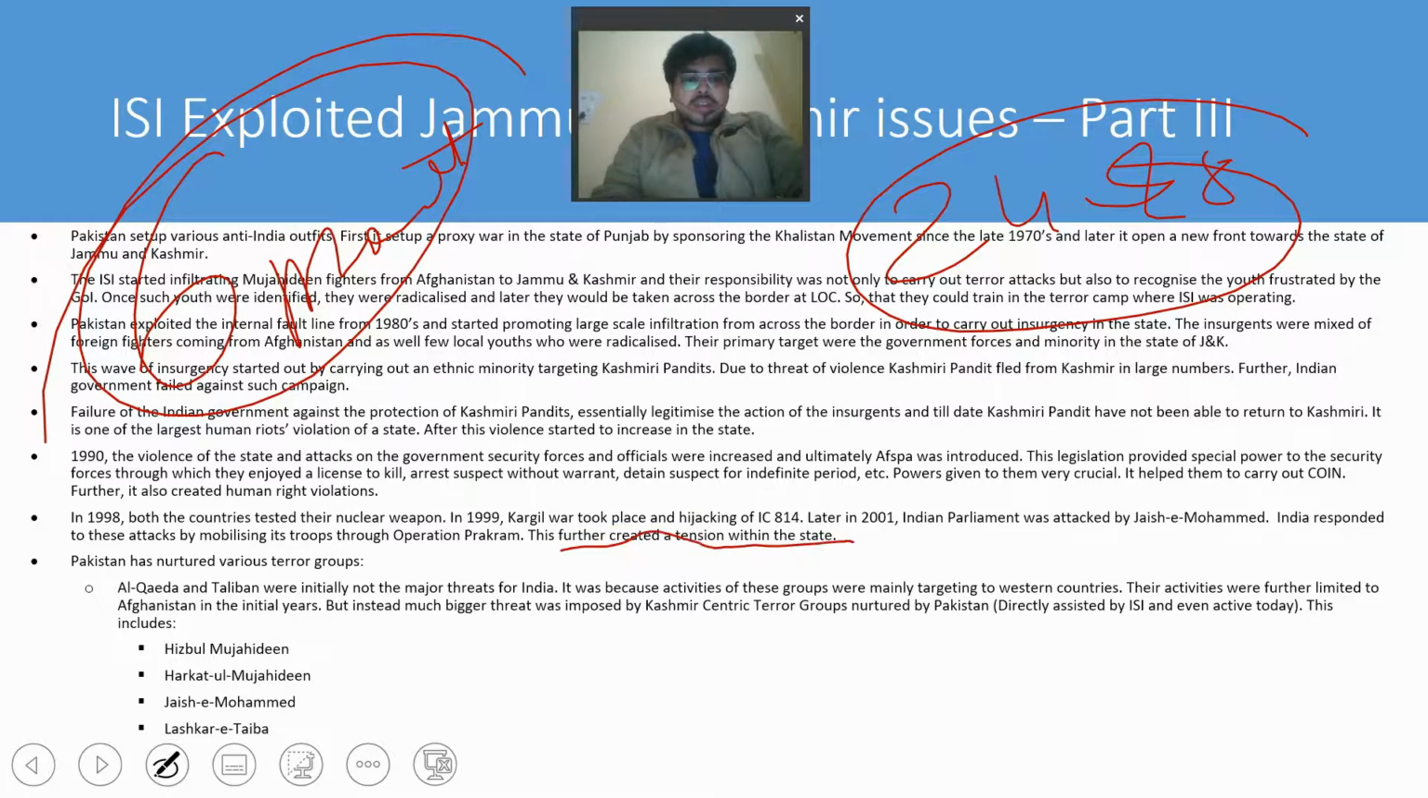Pakistan nurtured various terror groups. Al-Qaeda and the Taliban were initially not a major threat for India, because the activities of these groups mainly targeted Western countries and were limited to Afghanistan in the initial years. A much bigger threat was posed by the Kashmir-centric terror groups nurtured by Pakistan and directly assisted by the ISI. These include Hizbul Mujahideen, Harkat-ul-Mujahideen, Jaish-e-Mohammed and Lashkar-e-Taiba.